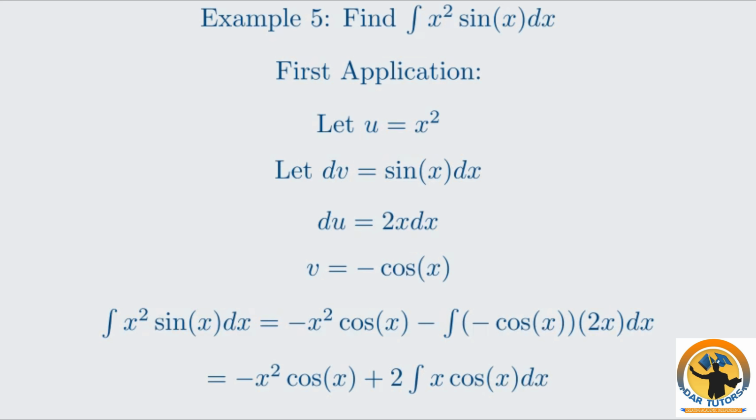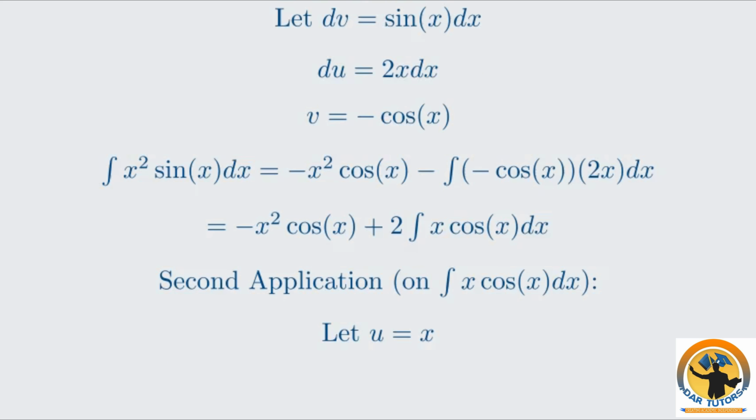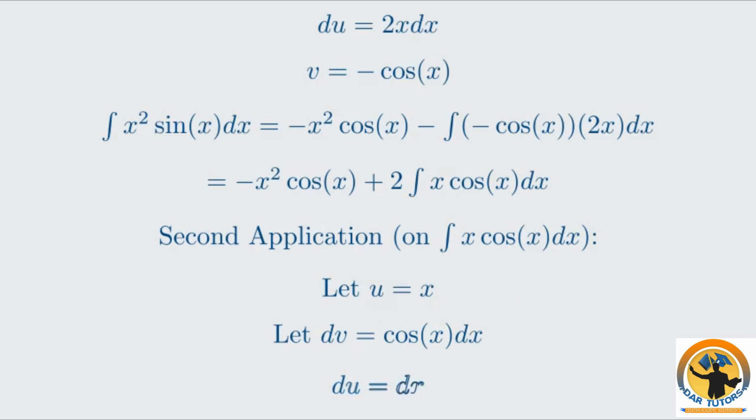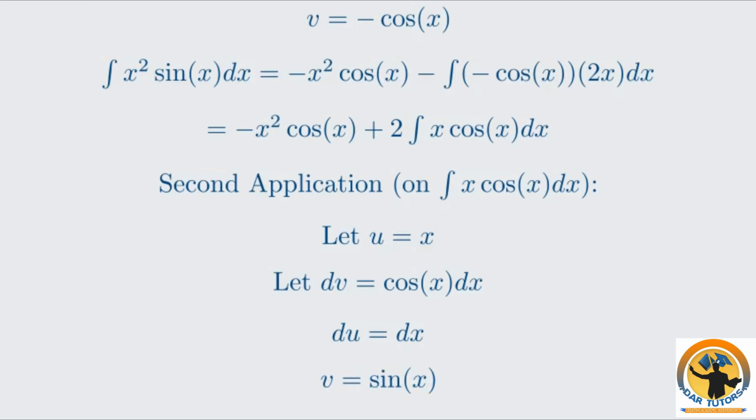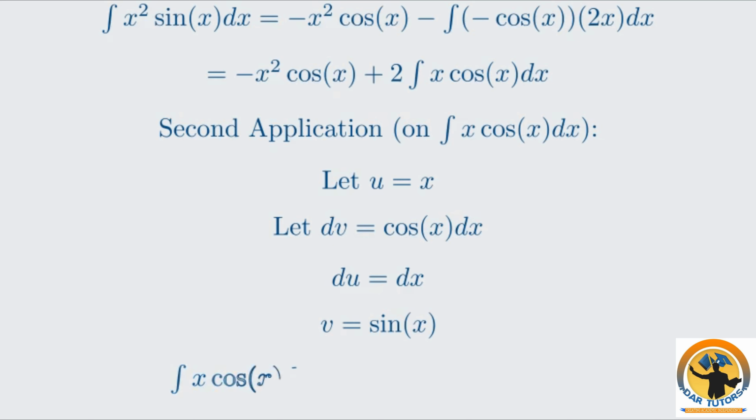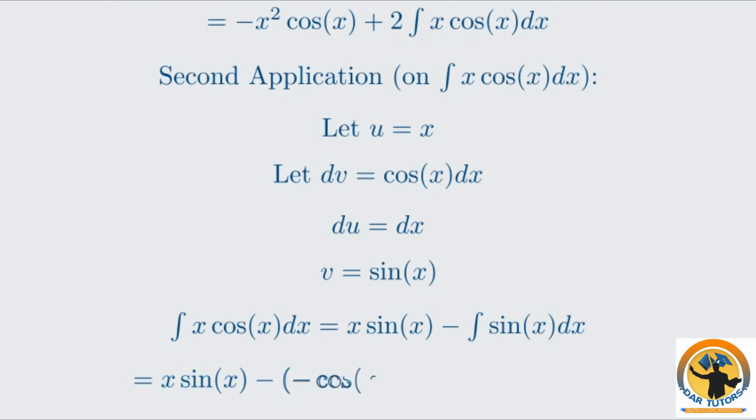This is the same integral we solved in example 2. Let's perform the second application of integration by parts on this new integral. This gives us du equals dx and v equals sine of x. Applying the formula to the second integral, the integral of x cosine of x is equal to x sine of x minus the integral of sine of x dx. We know the integral of sine of x is negative cosine of x. So the second integral evaluates to x sine of x plus cosine of x.